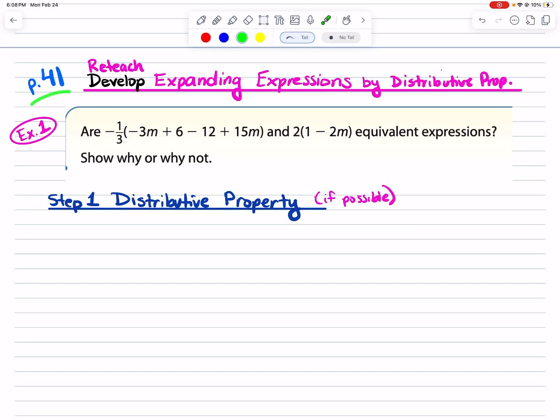Hello, everyone. We are on page 41. I think I messed up and put the wrong page for the last notes. That's okay. We'll continue with page 41.